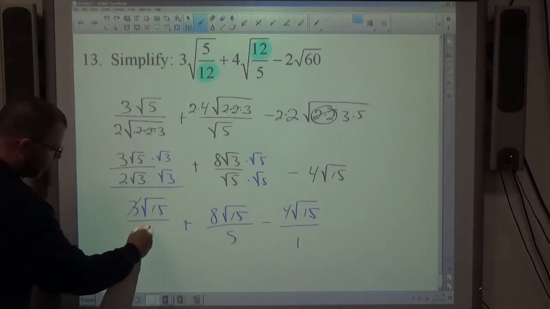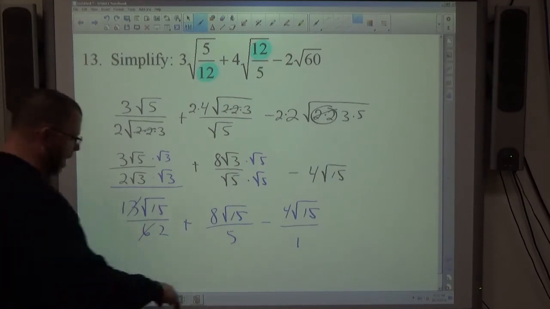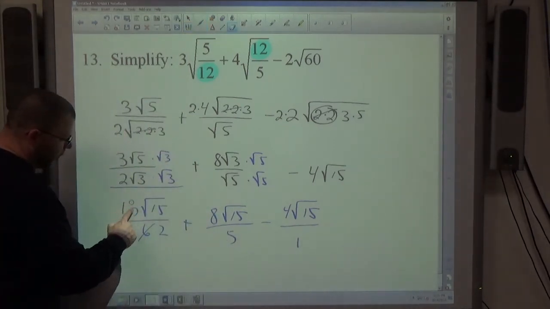If you notice this, it's worth doing. If you don't notice it, you're still going to get the right answer. It's just not going to be reduced. I personally look for that kind of stuff. So the 3 and the 6 reduces to 1/2. That's better than 3 times the square root of 15 over 6.